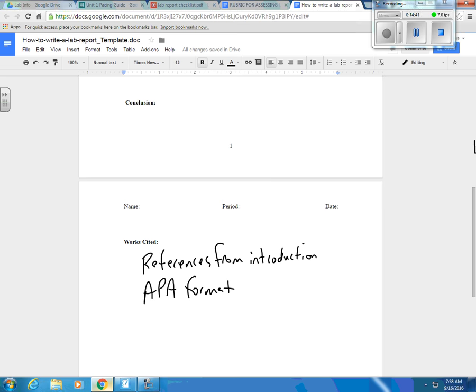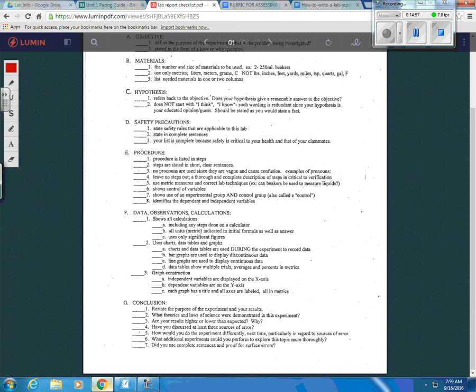Okay? Most people lose points because they don't have a works cited page. All right? So that's the format. Okay? So let's go to the rubric. Okay? And actually, let's look at something different. Okay? A checklist.